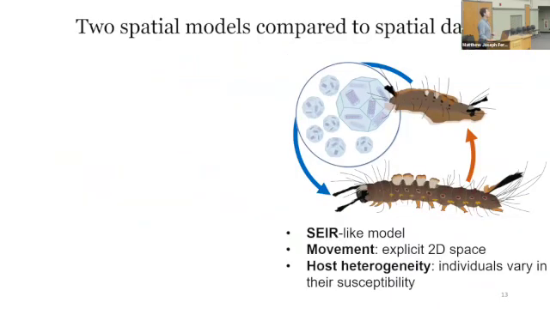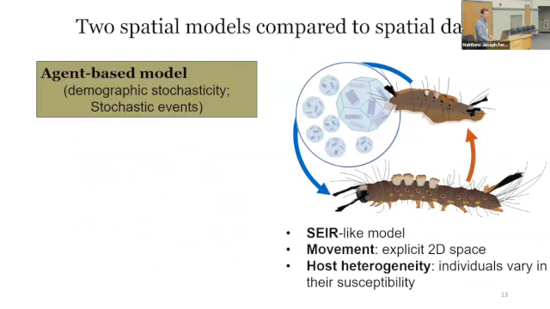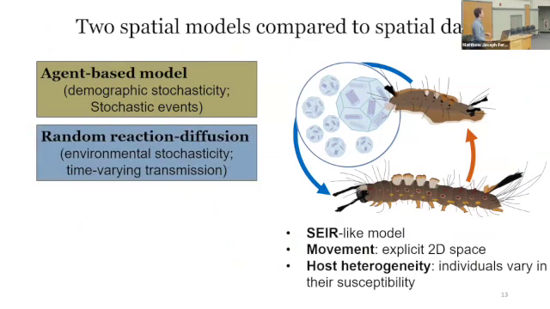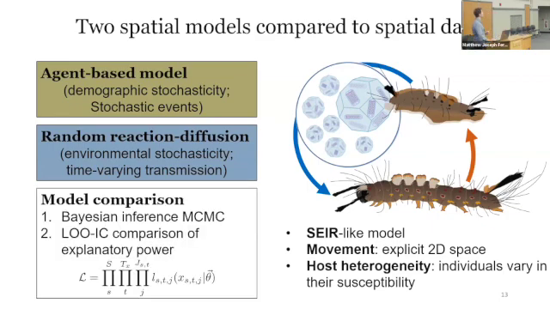Moving on to the models. At the core, this is an SEIR model, and we're incorporating movement of susceptibles and exposed individuals. Cadavers don't move. And it's in explicit two-dimensional space. And crucially, we're accounting for host heterogeneity in susceptibility. More susceptible individuals are removed with higher probability. We're including demographic stochasticity through an agent-based model. So that's the stochastic ordering of events. And we're accounting for environmental stochasticity with random reaction diffusion models. That's a time-varying transmission coefficient. So there are random fluctuations in how fast transmission is occurring.